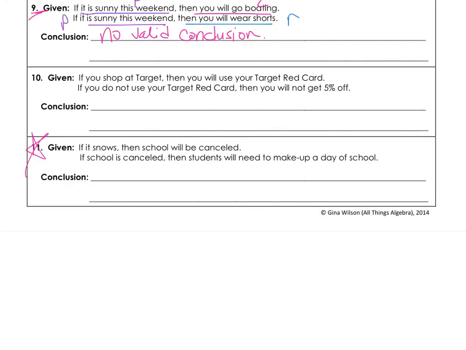And number 11, now I want you to do this one yourself and see if you can come up with a valid conclusion and what that will be.